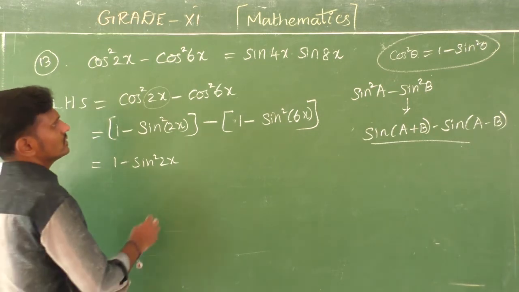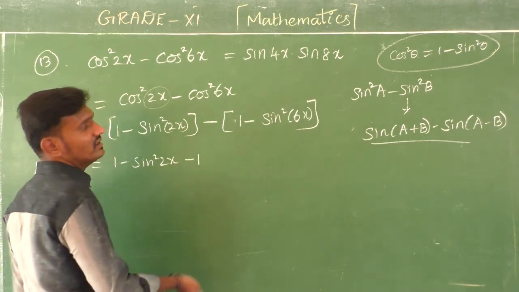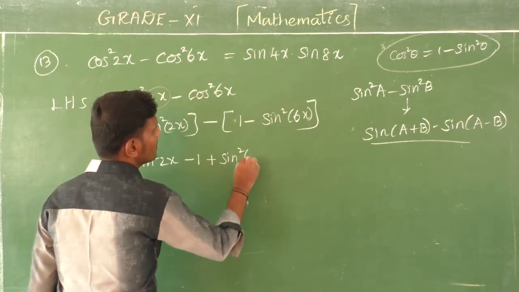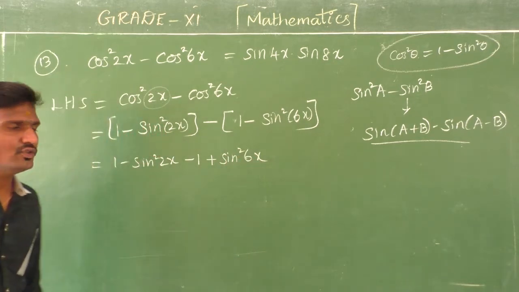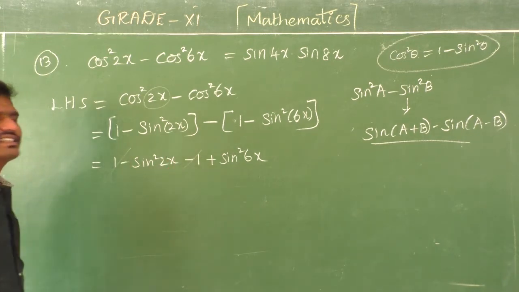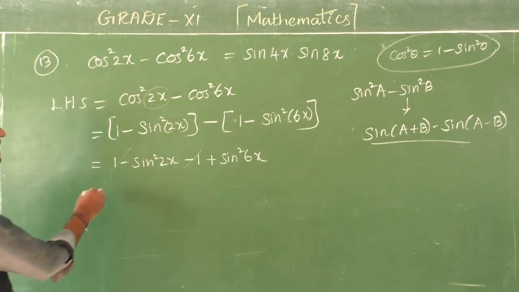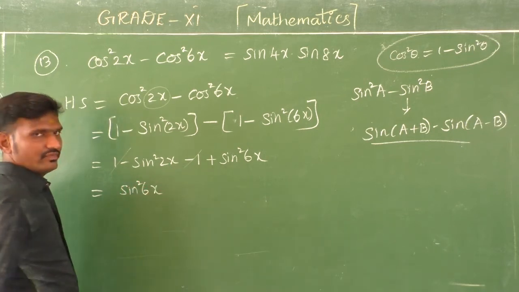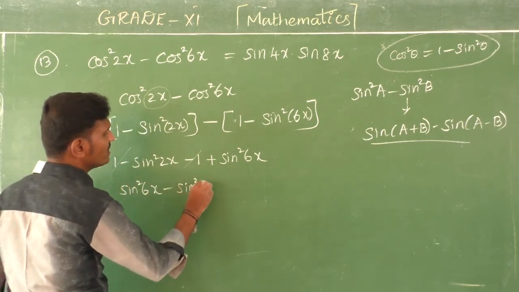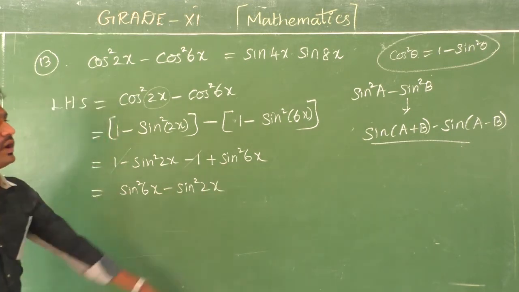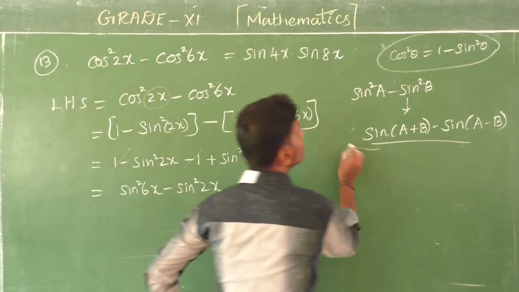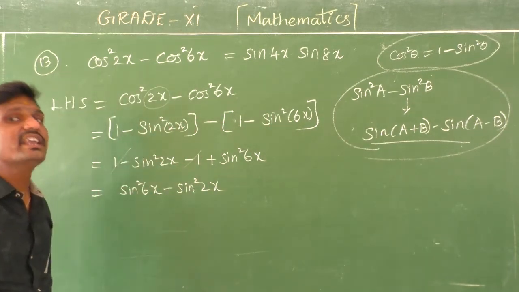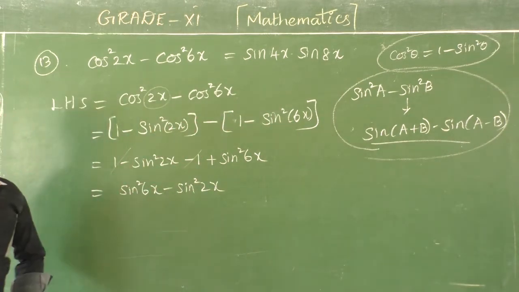Then what will come? Minus 1, minus into minus what will come? Plus sin square 6x. Okay student, now plus 1 and minus 1 is cancelled. I am taking the positive as first, so that is sin square 6x minus sin square 2x. Now I am going to use the formula sin square a minus sin square b. What is the formula? Sin a plus b into sin a minus b.